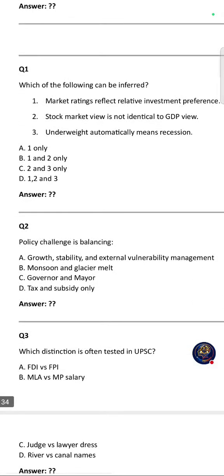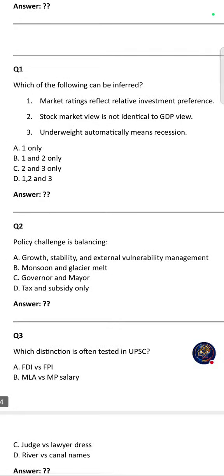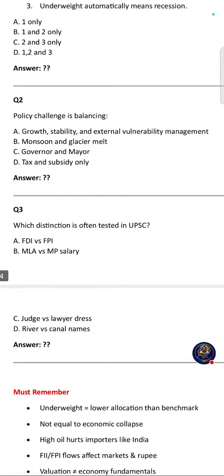Which of the following can be inferred? 1. Market ratings reflect relative investment presence. 2. Stock market view is not identical to GDP view. 3. Underweight automatically means recession. Correct answer is 1 and 2 only. C is not correct; underweight automatically means recession, that is not correct. Next, policy change is balancing: the correct answer is growth, stability, and external vulnerability management.